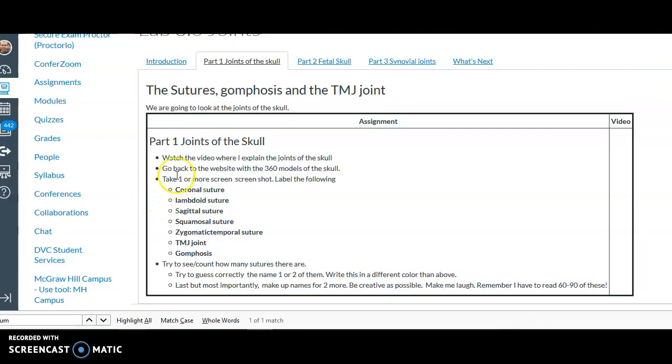So you're going to take one screenshot, be serious, what I'll test you on. Take another screenshot, try to guess the names. Then be creative on two names. Make me laugh. That is your goal for this.